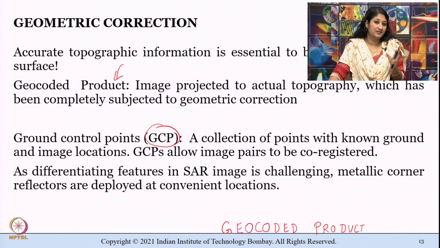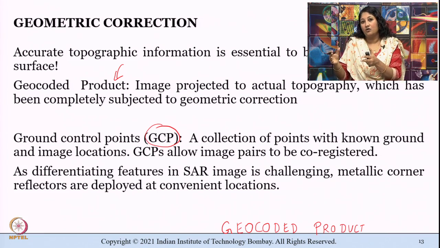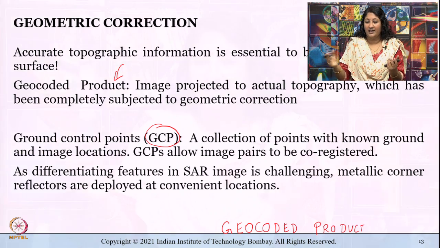let me try to introduce GCP now because it is the right time. So, a GCP is nothing but a collection of points with known ground and image locations. Remember, the main apparent difference between optical remote sensing and microwave remote sensing is that in optical remote sensing, you can visually see and differentiate between features, whereas we already know how a radar image looks, black and white with a lot of noise, and we cannot differentiate between the features. Visually, it is very difficult to understand what is present when we look at a radar image.